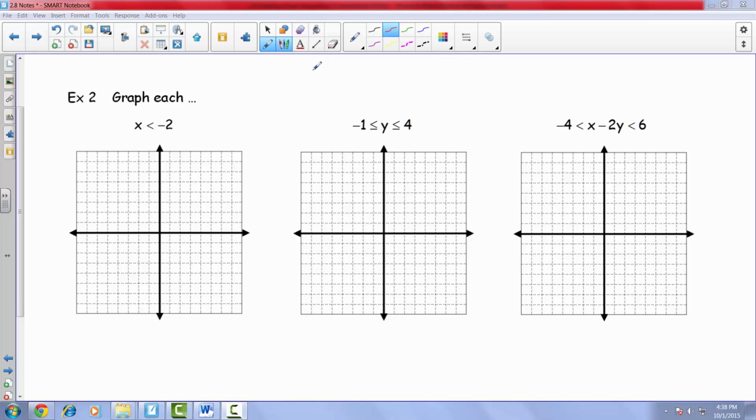Here we are at example 2 from our 2.8 set of notes. We're asked to graph each of these following inequalities. Now, for the first one, we see that x is less than -2. Because we have x and just some constant, we can assume for a second that this is x equals -2 to kind of help us out in terms of the graph.